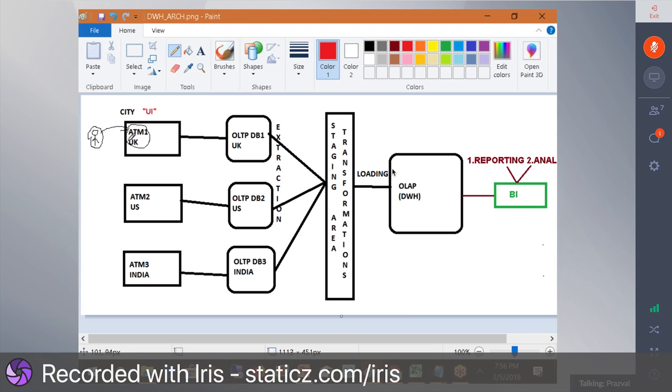So if any customer does any transaction at the ATM level, what does the user enter? Data or information? If you are doing any transaction at any ATM, what are you going to enter? Data or information?